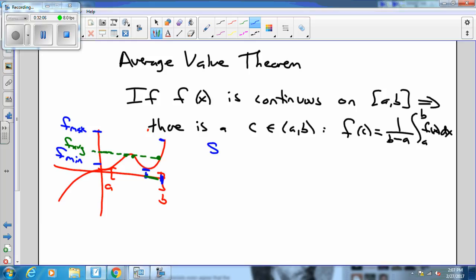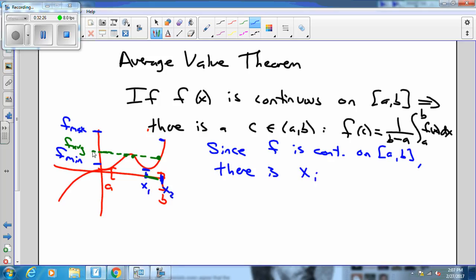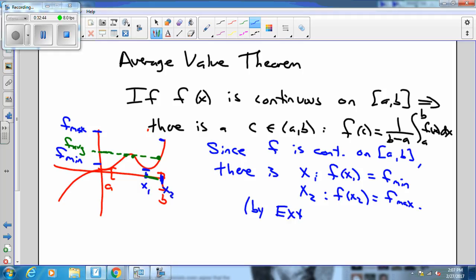So let's take what we just said here and write it in math. Since f is continuous on A to B, there is, now I need to label this guy. Let's call that one x1. And let's call that guy x2. There is an x1 such that f of x1 equals f min. There is an x2 such that f of x2 equals f max. And that's by the extreme value theorem.